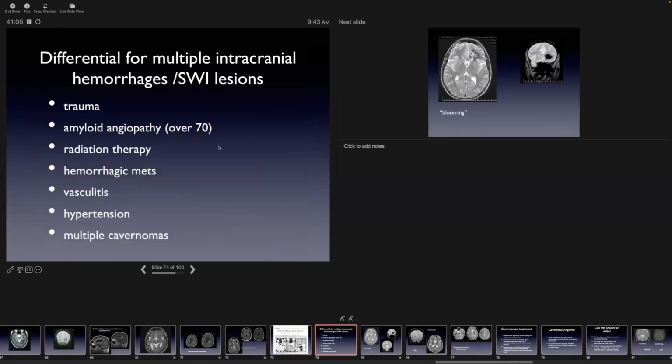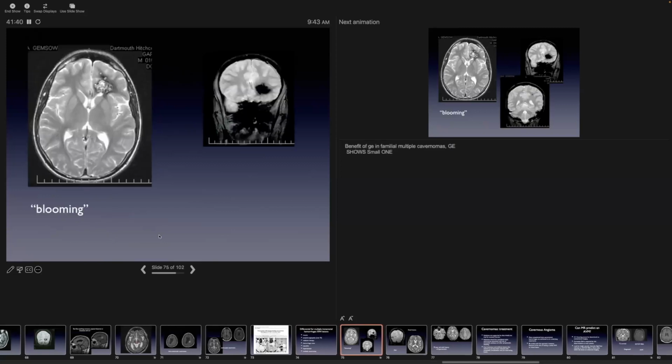Now, when you see multiple hemorrhages, there is a differential to consider. You want to consider if there's a setting of trauma. We know you can see multiple shear hemorrhages. If the patient's over 70, you want to consider amyloid angiopathy. If the patient has a history of radiation therapy, you'll often see multiple areas of susceptibility effect. The big problem usually comes up when we're dealing with hemorrhagic mets, vasculitis. Hypertension is fairly typical because you'll see these susceptibility effects in the basal ganglia as well, but don't always offer multiple cavernomas in your differential.